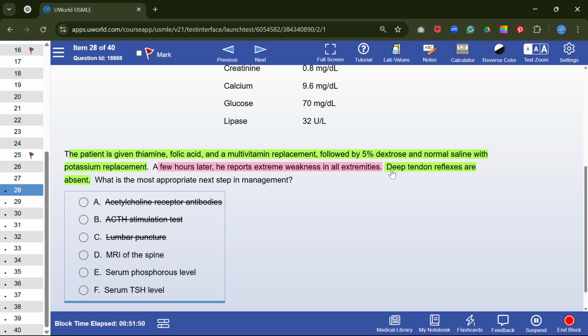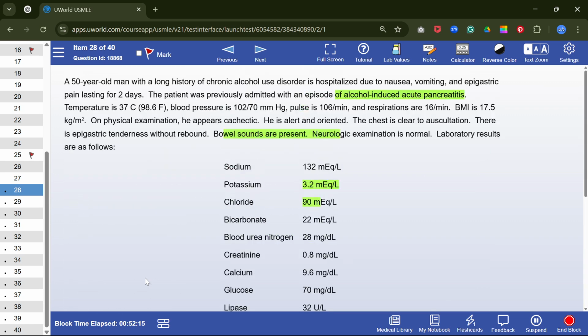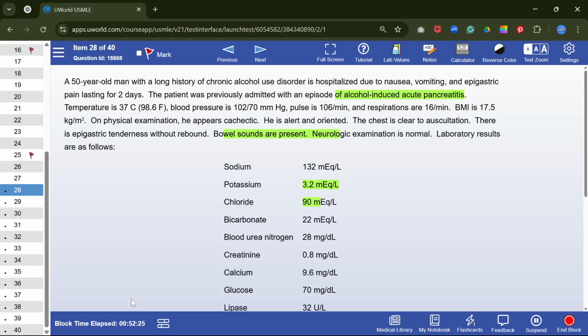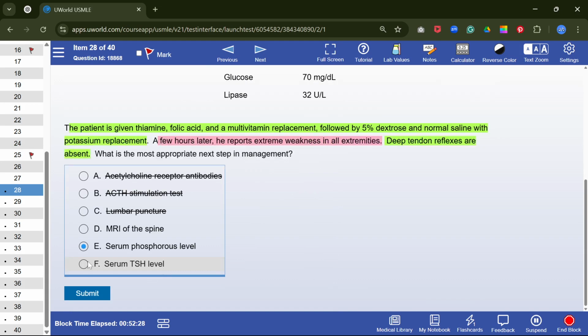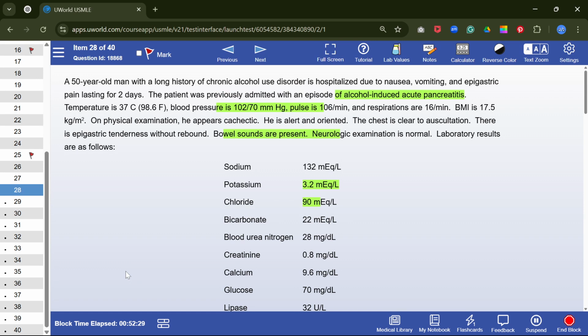She reports extreme weakness of the lower extremities. Normal saline, he has been given, potassium, even if deep tendon reflexes are absent. It is hypokalemic, hypochloremic.